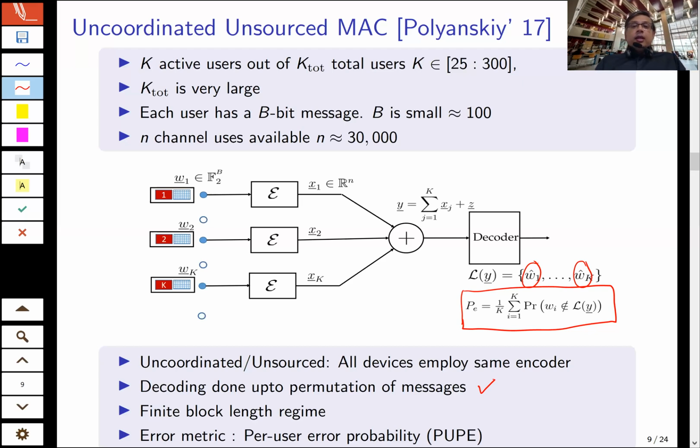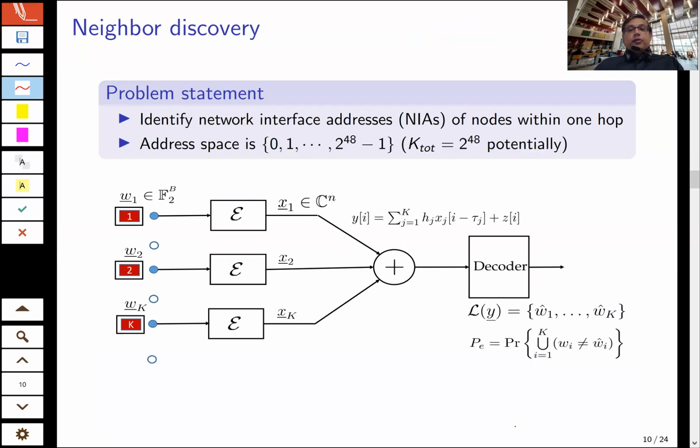And secondly, there is no coordination between the users. So what does that mean when there is no coordination between the users? The users cannot pick anything in their coding scheme that's dependent on their identity, or at least not explicitly. So what that means is every device has to employ the same encoding strategy. Okay, and as I've talked about before, we are interested in the case when you have a finite number of bits and we have a slightly different error metric. Now for this problem, before I go there, a particular instance of this problem is what is called the neighbor discovery problem.